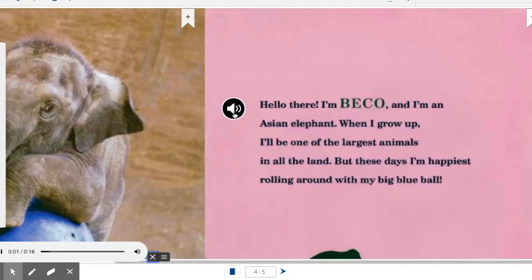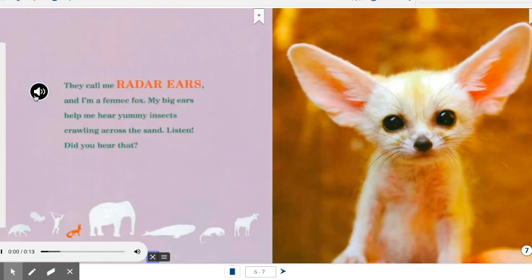Hello there, I'm Becco, and I'm an Asian elephant. When I grow up, I'll be one of the largest animals in all the land. But these days, I'm happiest rolling around with my big blue ball. They call me Radar Ears, and I'm a fennec fox. My big ears help me hear yummy insects crawling across the sand. Listen, did you hear that?